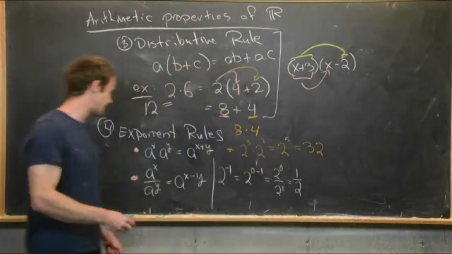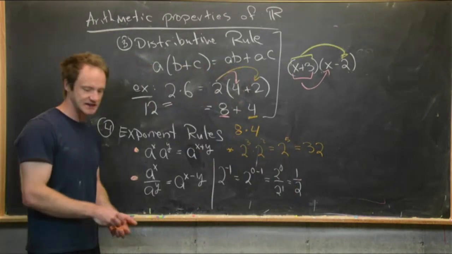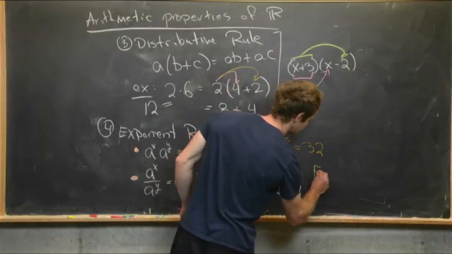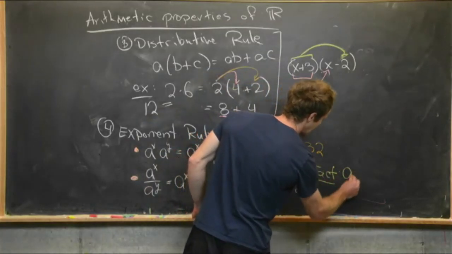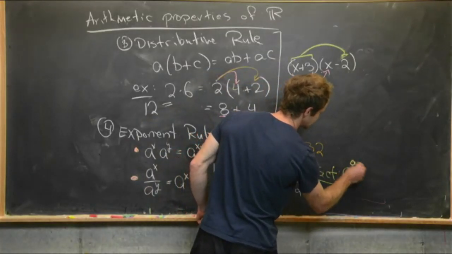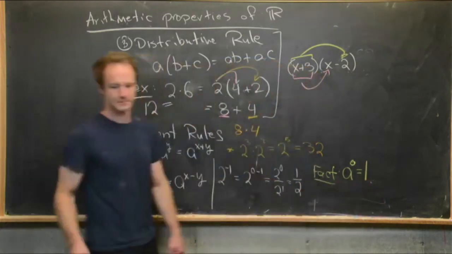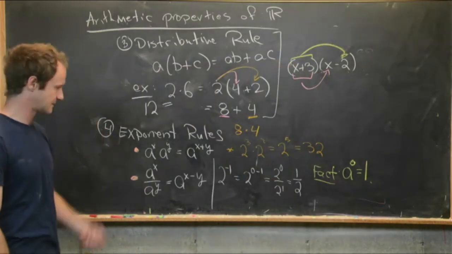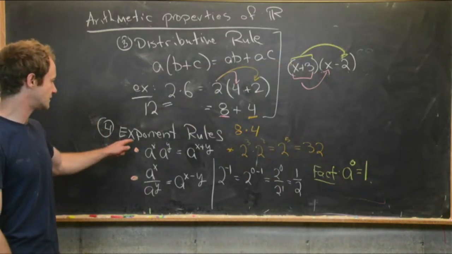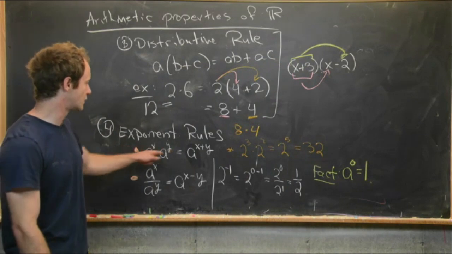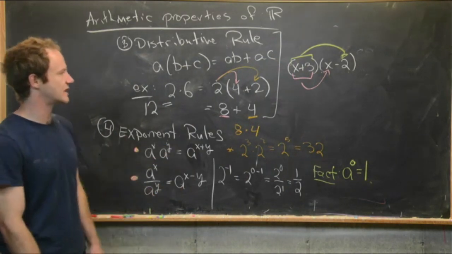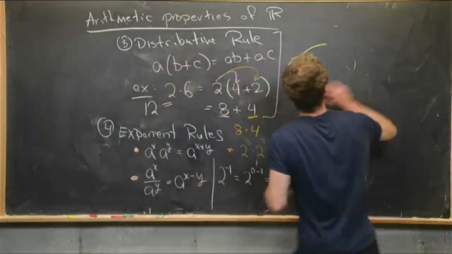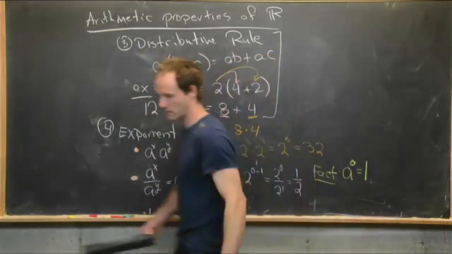And there we use the fact that anything to the 0 is equal to 1. That's an important fact to recall. So fact: a to the 0, anything to the 0th power, is equal to 1. Okay, so this is the product rule for exponents. This is the quotient type rule for exponents. Now we'll look at a couple more.